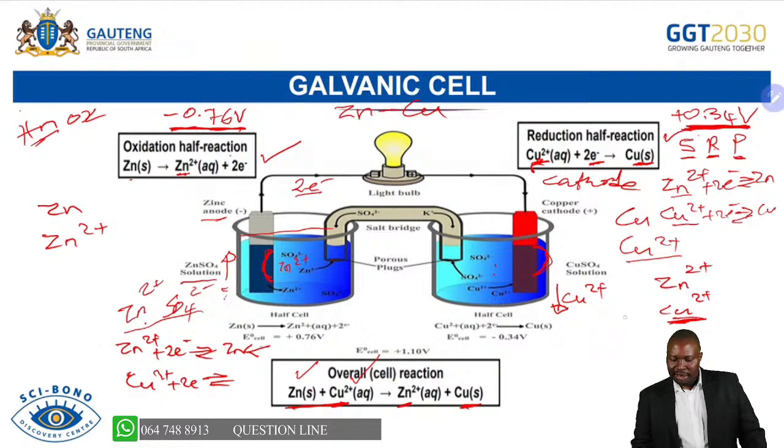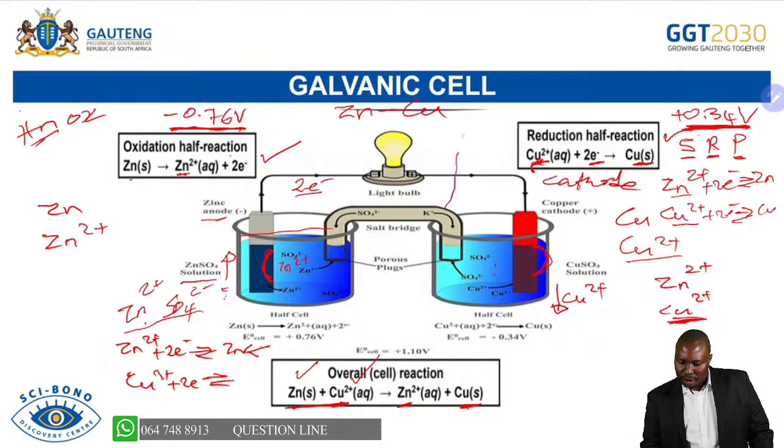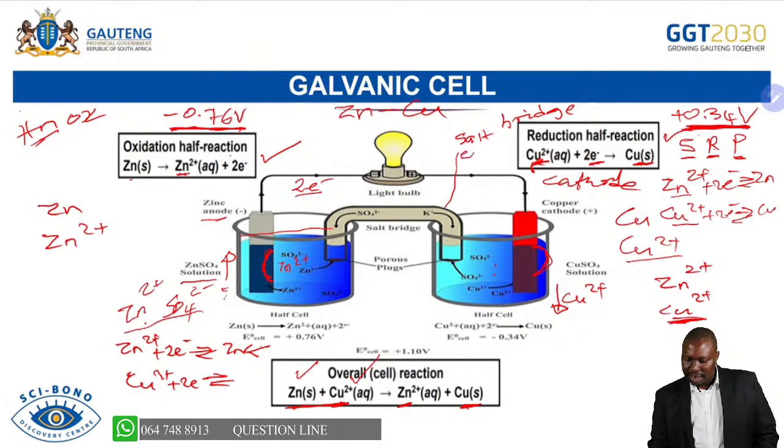Hence, we're saying it's important to have this salt bridge. So this is what we are referring to as a salt bridge. Remember, it has two functions. The first function I said is to complete the circuit. So we're completing the circuit. And how does it do that? It maintains electrical neutrality.